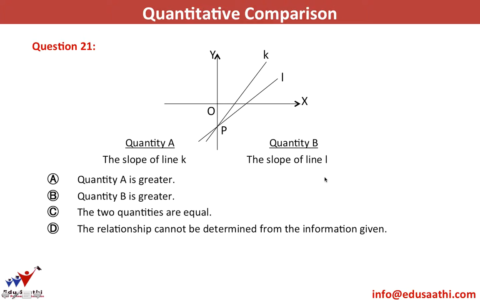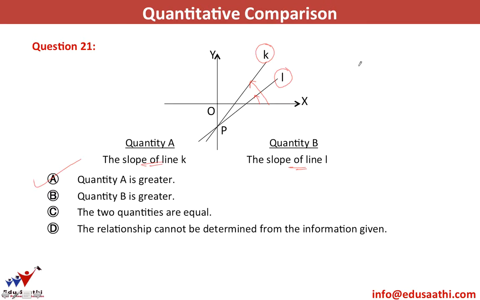Moving ahead, look at the figure and you have to just find out the slope of these lines. I know the greater the angle that it makes with the positive direction of x-axis, the higher will be the slope. So K will have a higher slope than L, giving option number A as my answer.